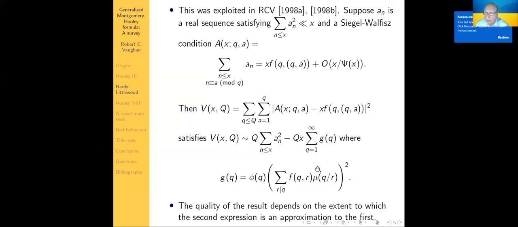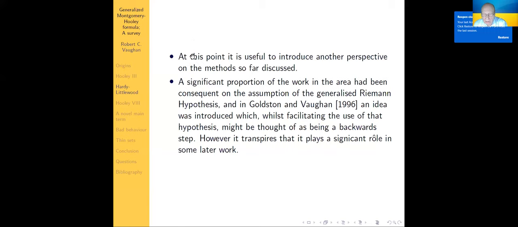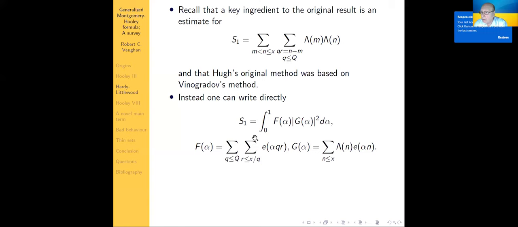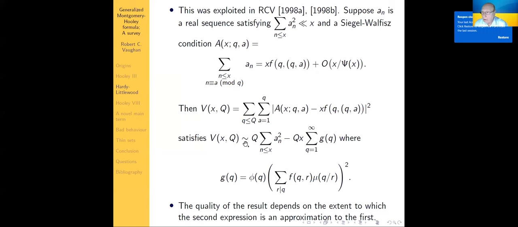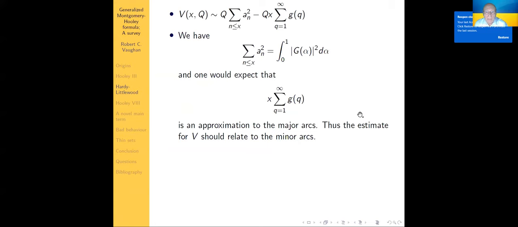So you can see that the behavior of V of x and Q is intimately tied up with the behavior of that integral I wrote down previously. Let me just go back. So here, the integral corresponds to this. Very curious. The behavior of V seems to depend quite closely on this difference in many, many circumstances. So I've written out here what I just said: this sum corresponds to this integral squared, and this corresponds to the major arcs of this thing.